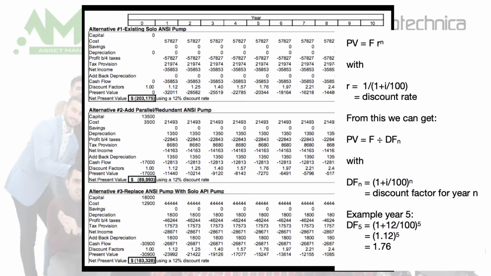The present value is the future value F for the year divided by the discount factor for that year. The discount factor for the year is shown as (1 + i/100) to the power of the number of years. A sample calculation is shown for year 5.